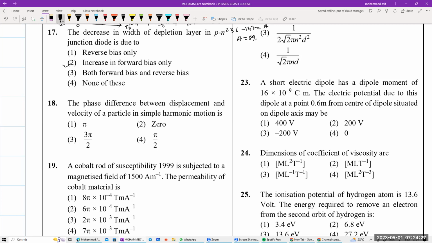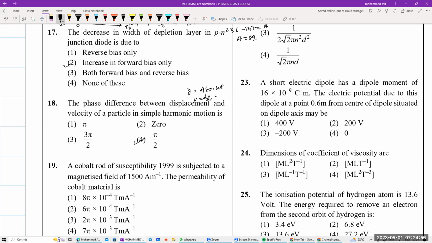The phase difference between the displacement and velocity of a particle in a simple harmonic motion. Ye class mein bhi maine ek se do baar karwaya tha. Velocity and displacement ka formula y is equal to a into sine of omega t hoga. Isko agar aap differentiate kar rahe ho with respect to time, that will be giving you the velocity. v is equal to dy by dt. To cos mein aa jayega. Cos matlab it will be equal to pi by 2.